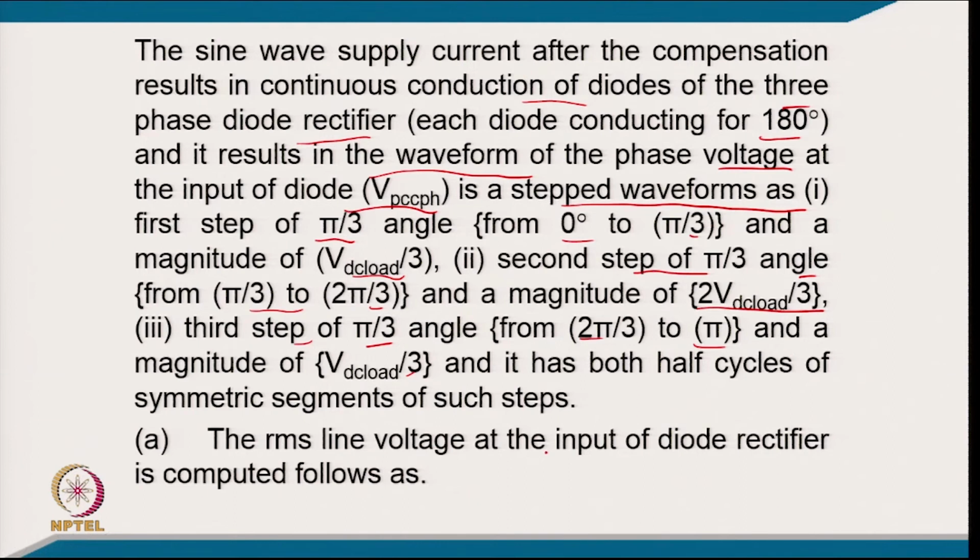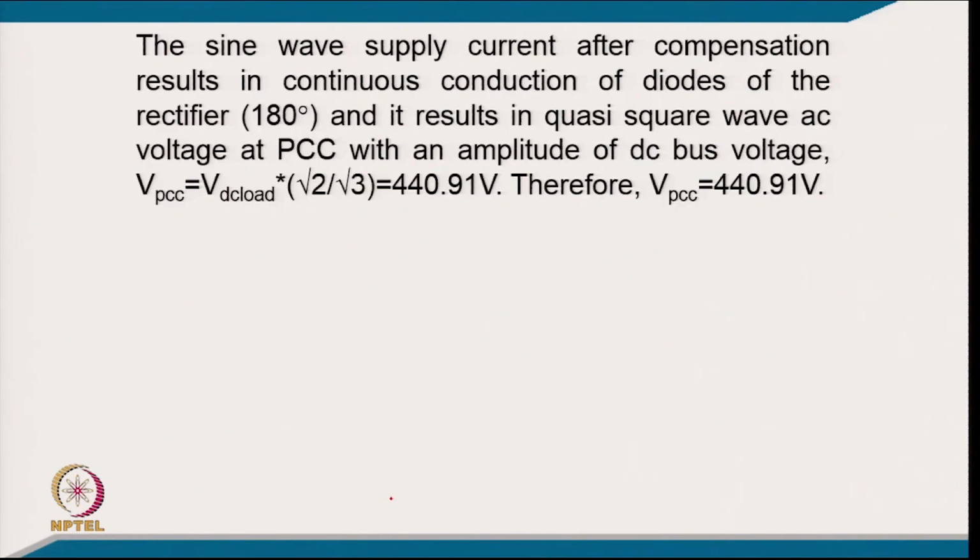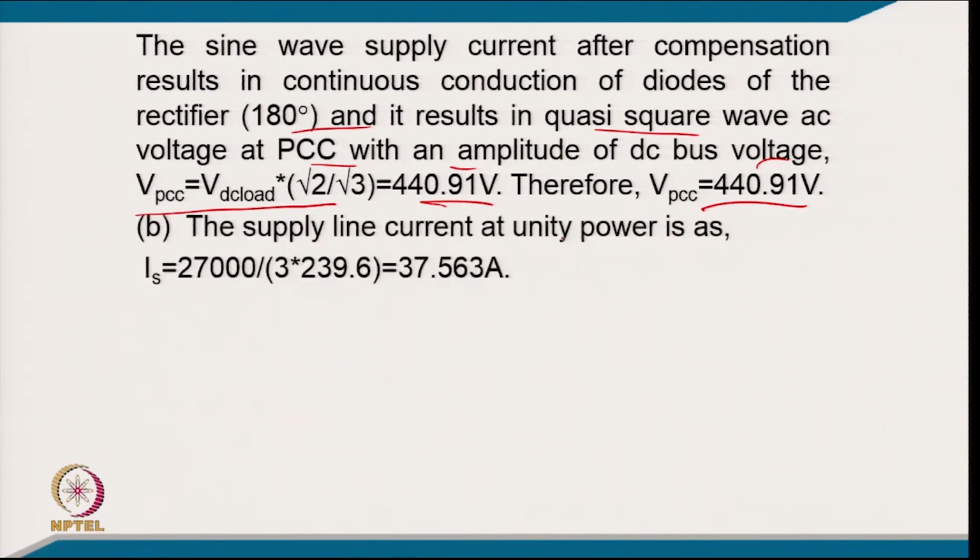So, the RMS line voltage at the input of the diode rectifier, or PCC, is computed as follows. The sine wave supply current after compensation results in a continuous conduction of the diode and a quasi-square wave, with the DC link voltage. So, the PCC RMS voltage is VDC upon root 2 by 3. It becomes 440.91 volt, therefore PCC will be 440.91 volt, and the supply current we have calculated from power divided by the supply side voltage into 3 phase voltage.